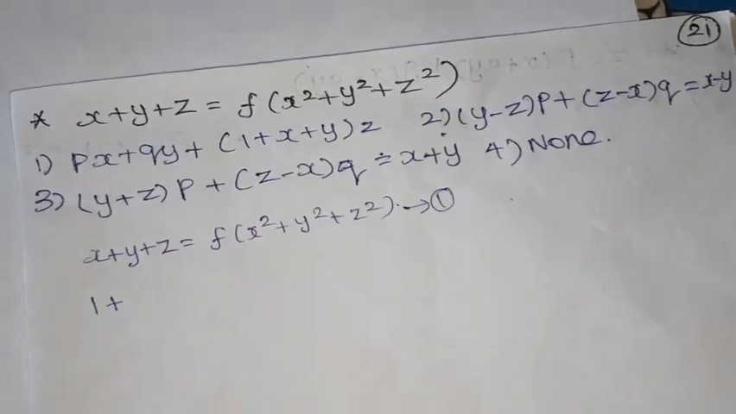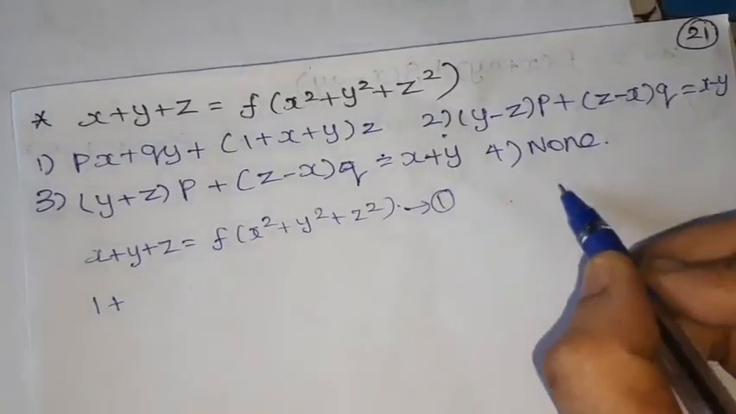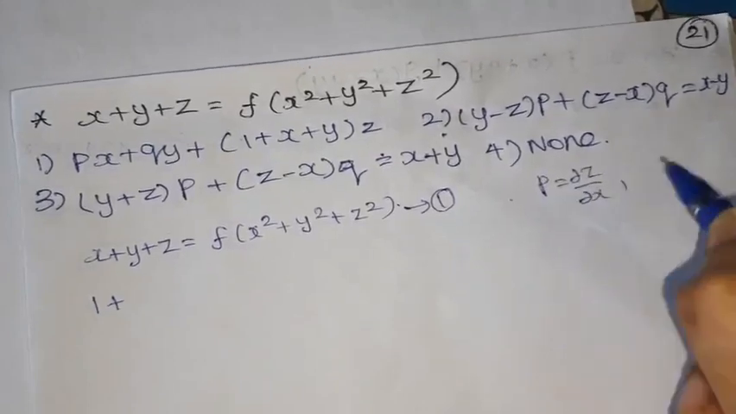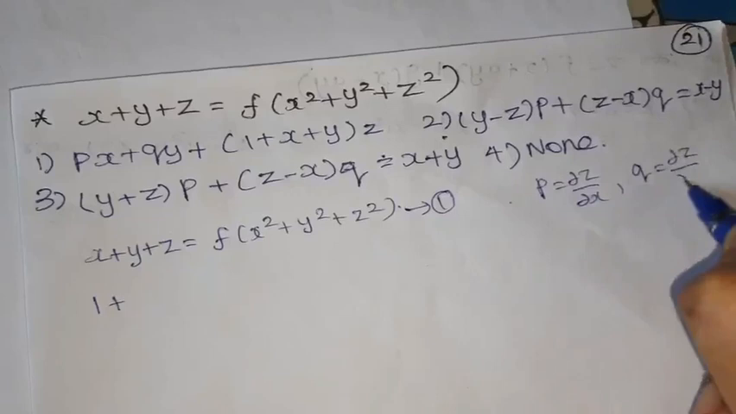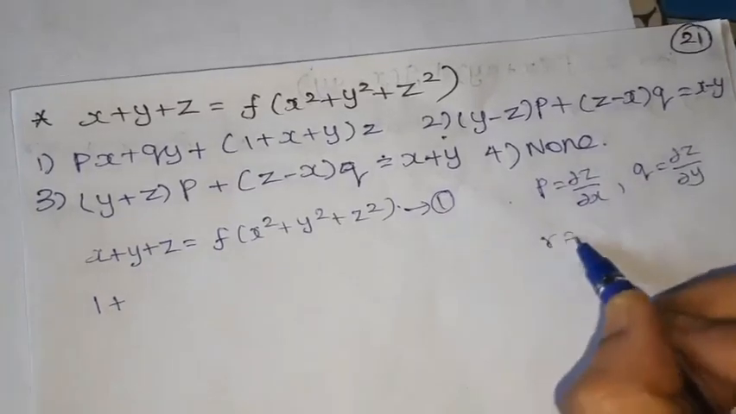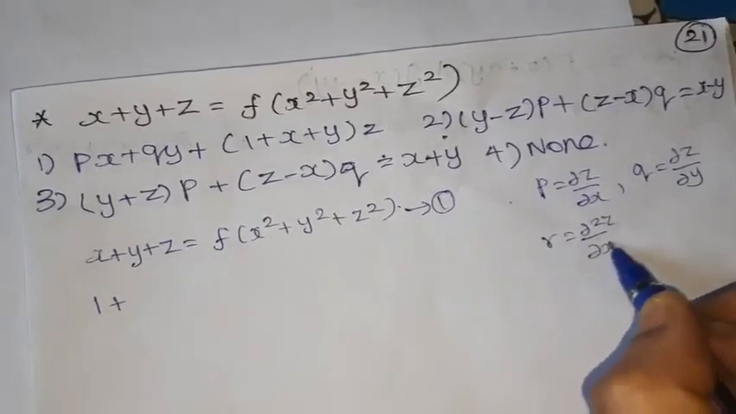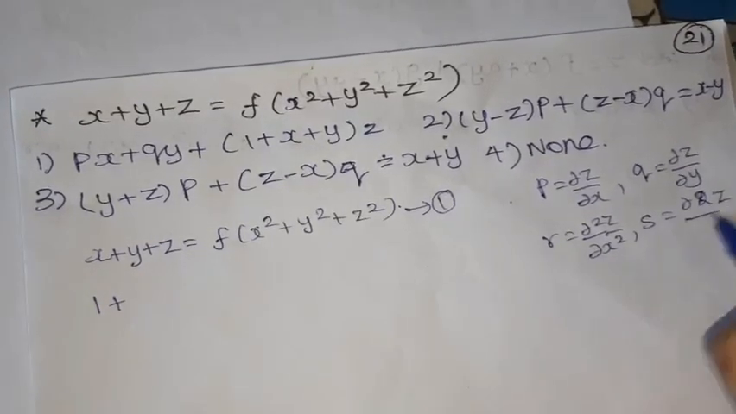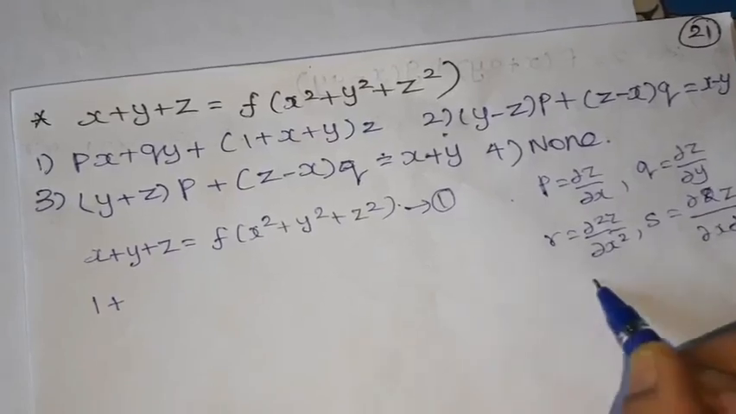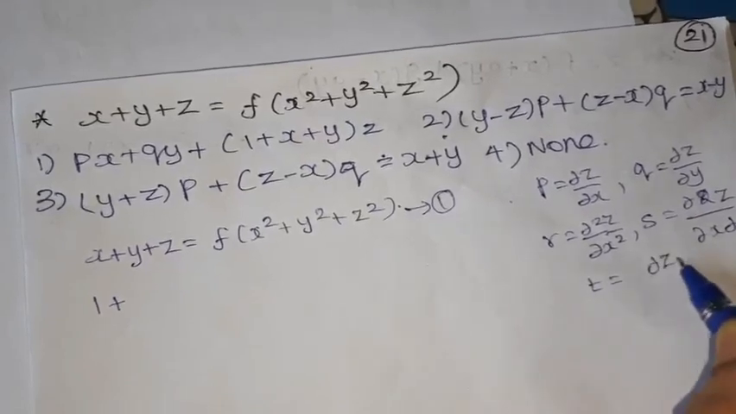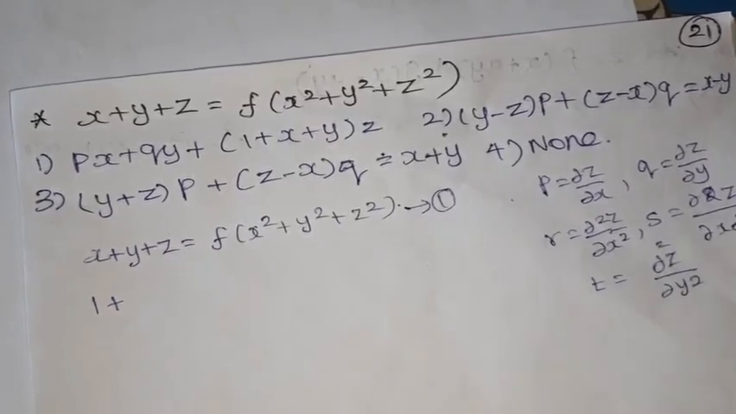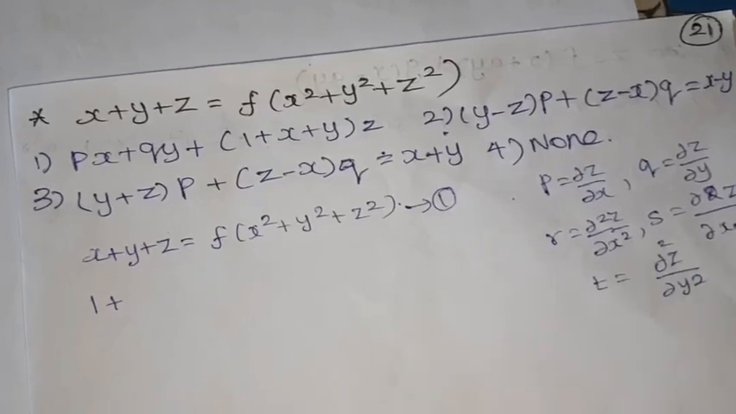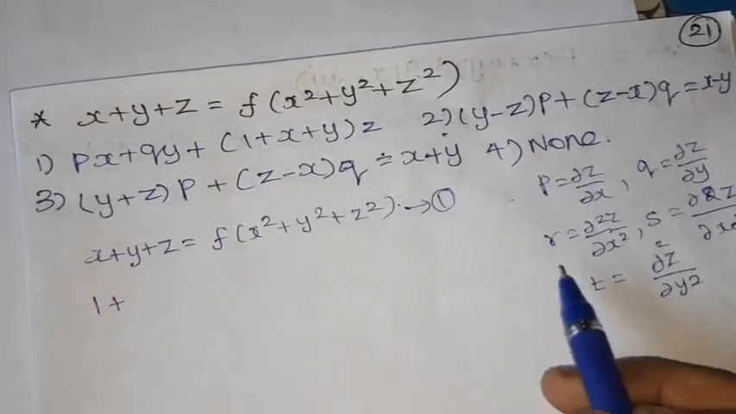What is the differential coefficient? In general, the differential coefficients are denoted as p equal to dou z by dou x, q equal to dou z by dou y, r equal to dou squared z by dou x squared, s equal to dou squared z by dou x dou y, and t equal to dou squared z by dou y squared. These are how the differential coefficients are denoted.